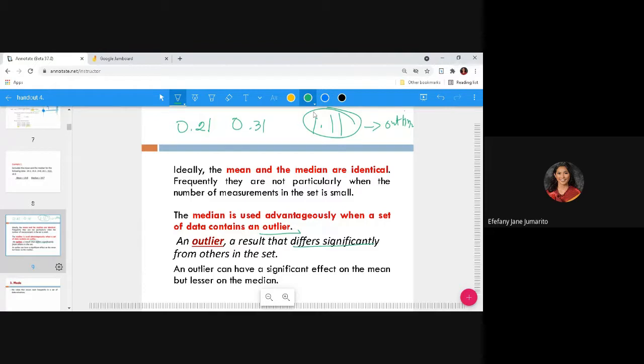Now, if you have an outlier, a very small or very big number in the set, then it is good to use the median, because the median will not be affected by your outlier. Only your mean can be affected, because the mean is the average. We add this one, and this one, and this one, so the outlier participates in your solution for the mean. But with the median, the outliers cannot participate. So the median is used advantageously when we have an outlier, which can be very big or very small, something that differs significantly from the others.